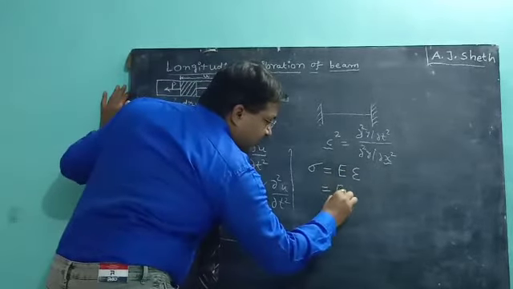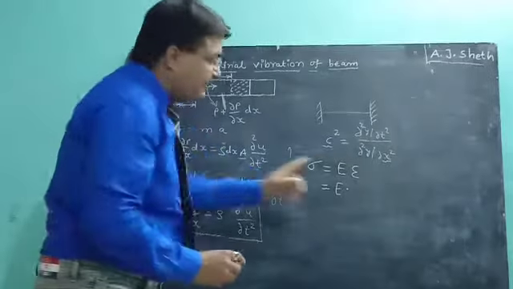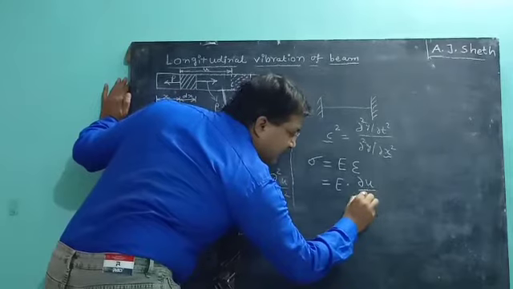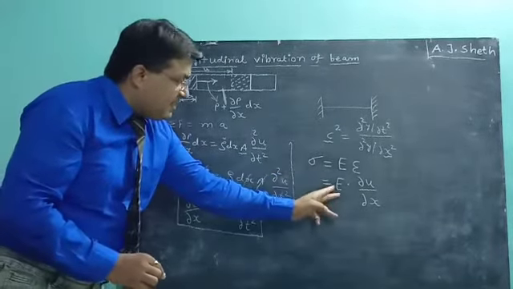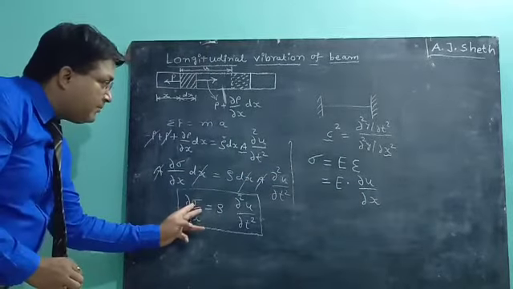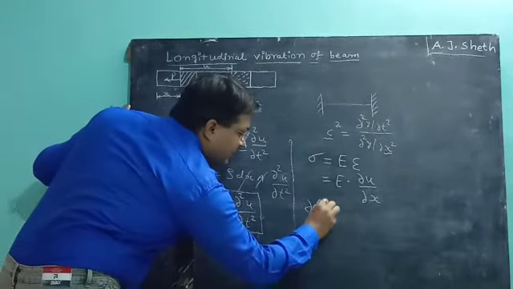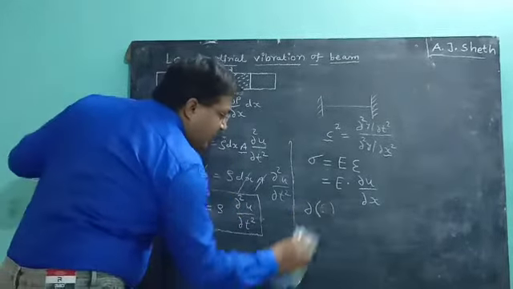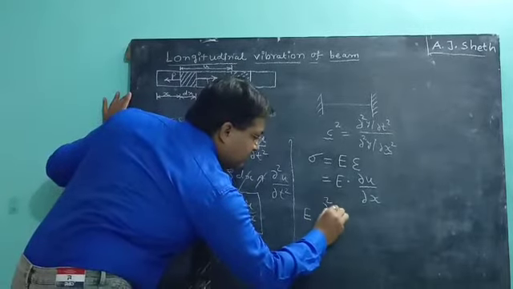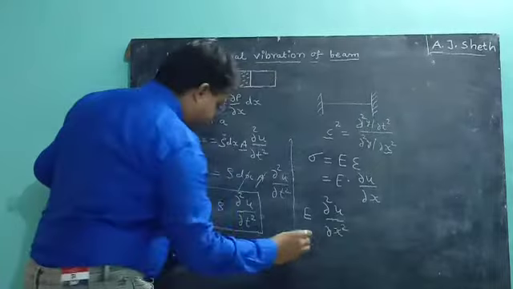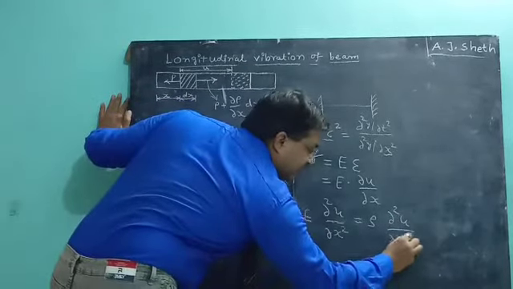So stress is equal to E into strain, and this is important, strain is del U by del X. Now let us replace stress by E constant and del U by del X. We put it here so that the equation becomes del by del X into E del U by del X. E is constant, so it will come out first: E del square U by del X square is equal to rho del square U by del T square.